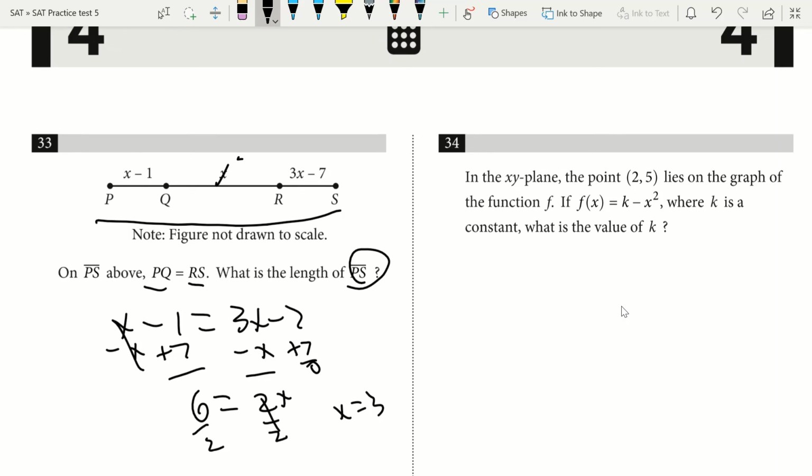Right, I plug that in here, I get 3 there. And then I get 3 minus 1. I know that that is going to give me 2. And I know that PQ equals RS, so that's 2. 2 plus 3 plus 2 gives me 7. So my answer there is going to be 7.